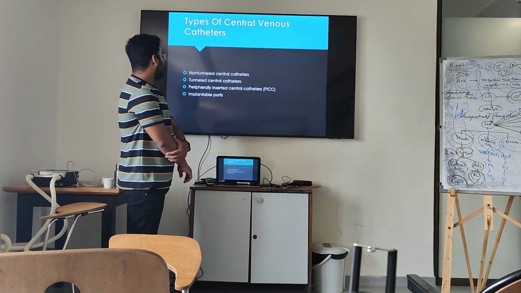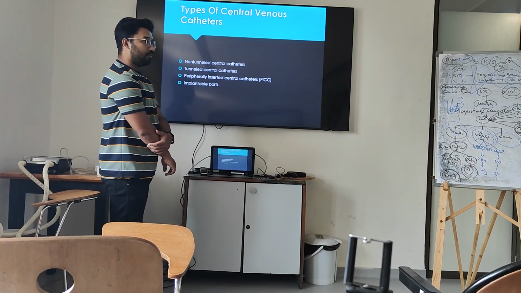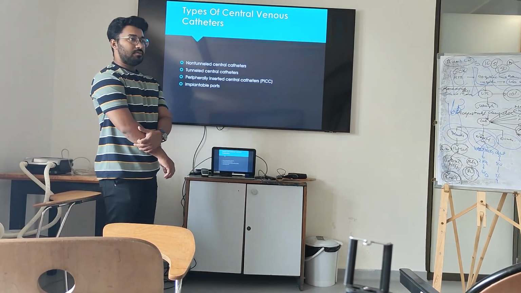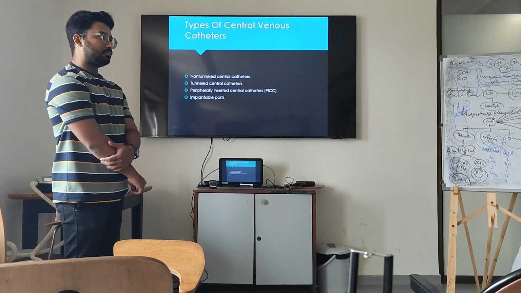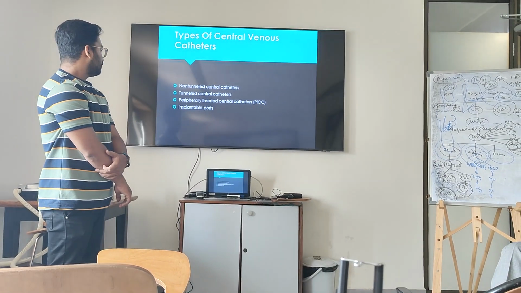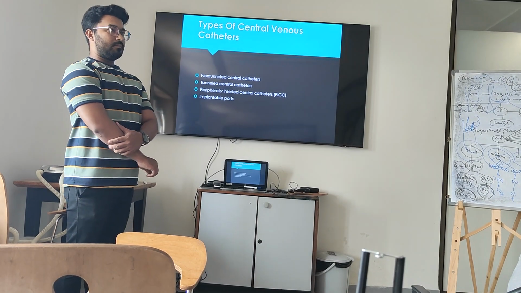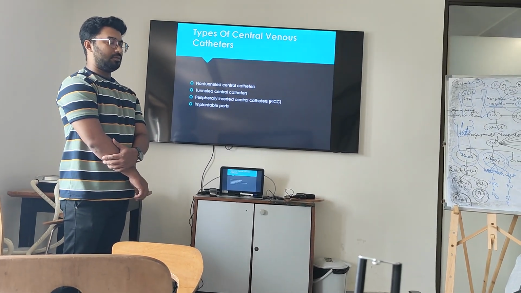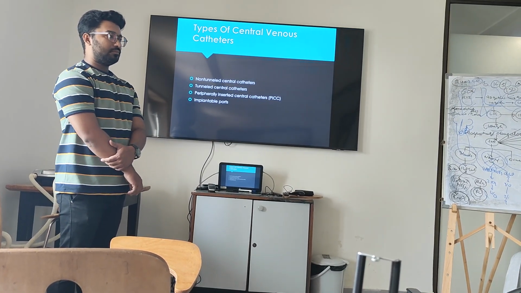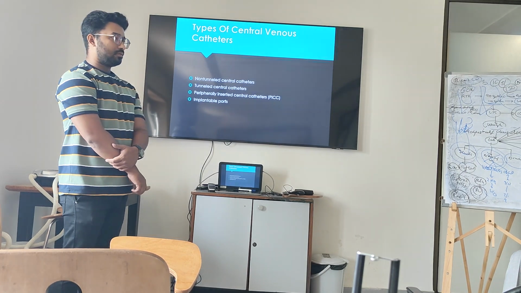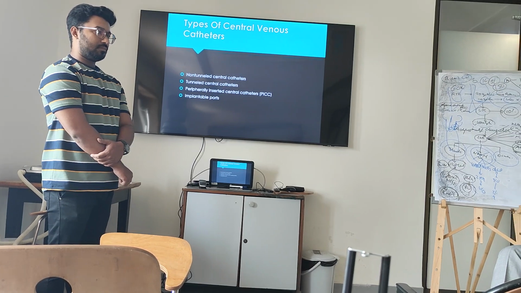Types of central venous catheter include non-tunneled, peripherally inserted central catheter (PICC), and implantable port. So what are these things? What is a non-tunneled central catheter? A non-tunneled central catheter is the usual catheter we are using. What we are using now, a triple lumen, multi-lumen central line, is a non-tunneled central catheter. Your dialysis lines, your central lines, they are all non-tunneled central catheters.